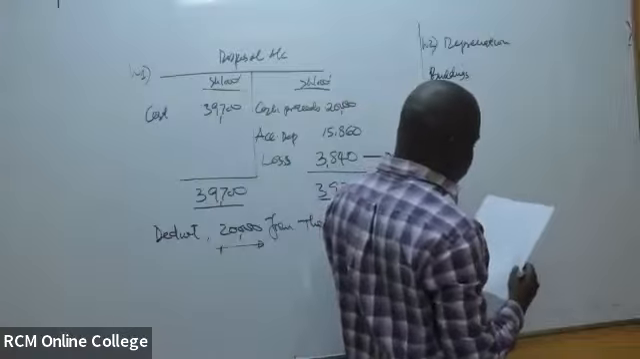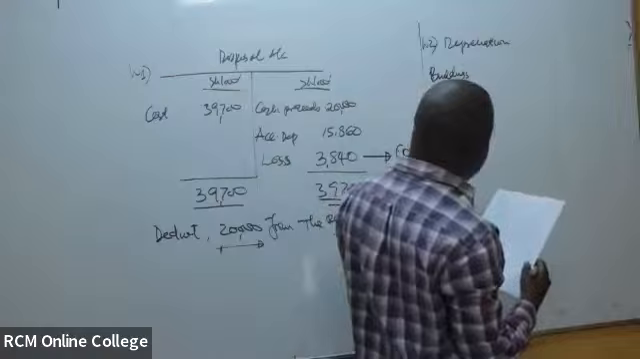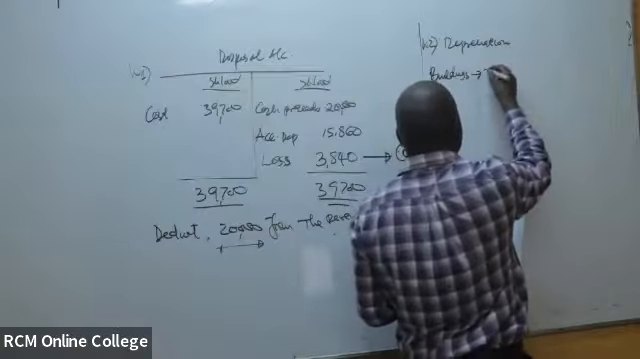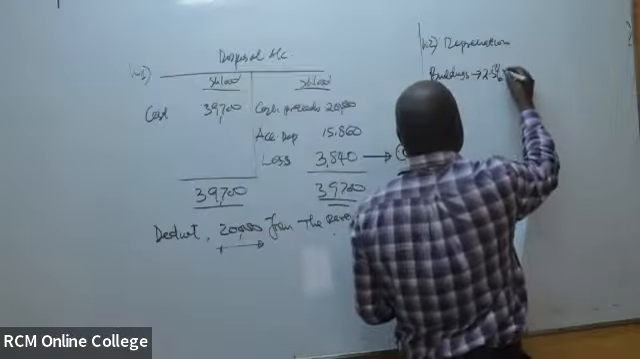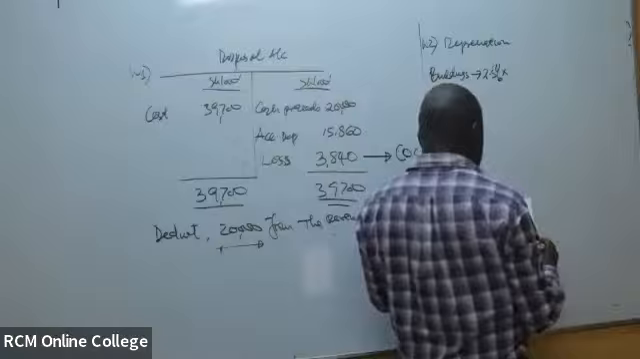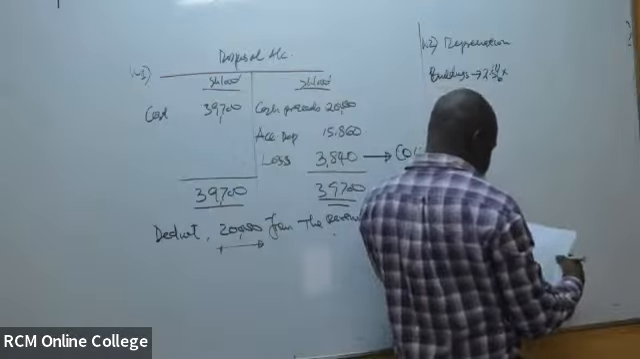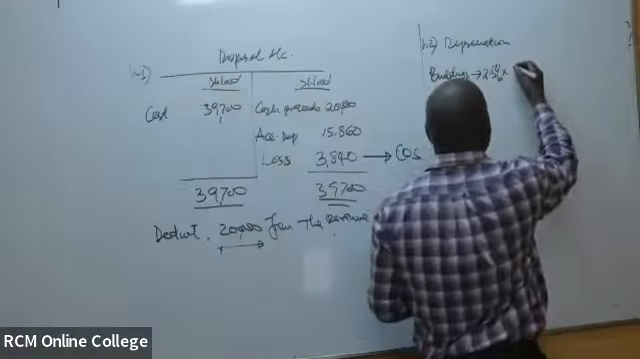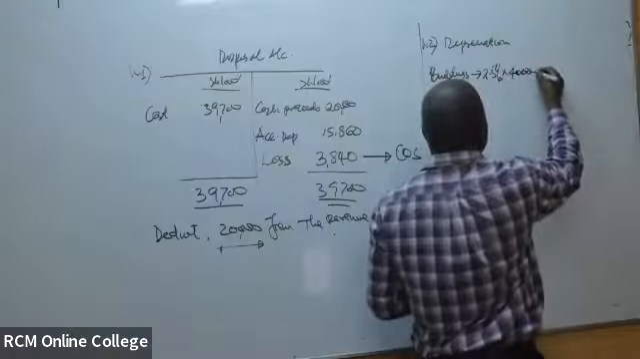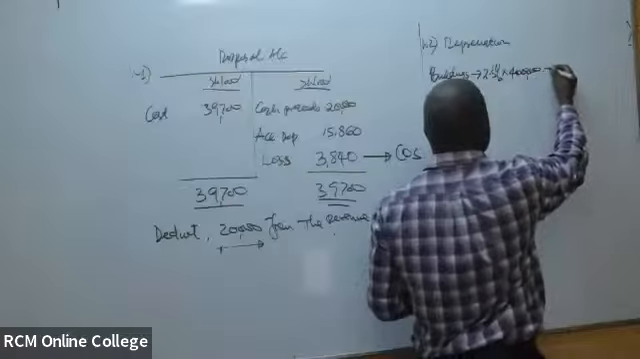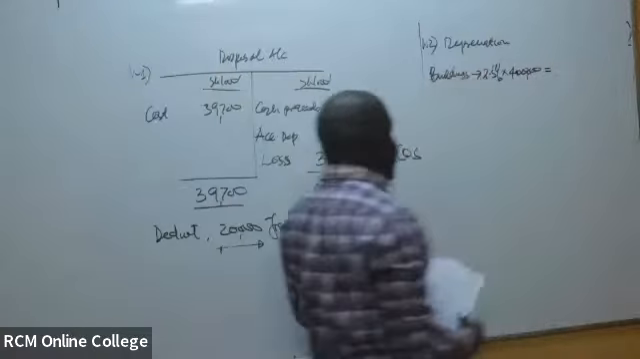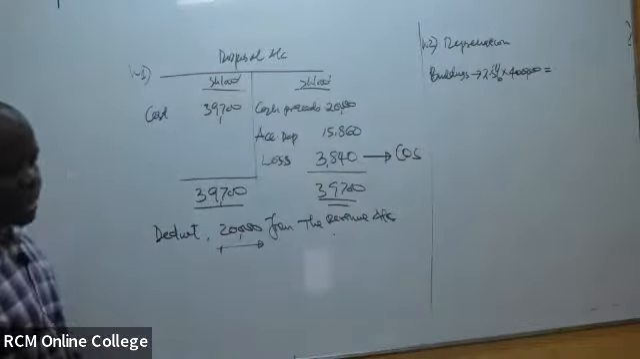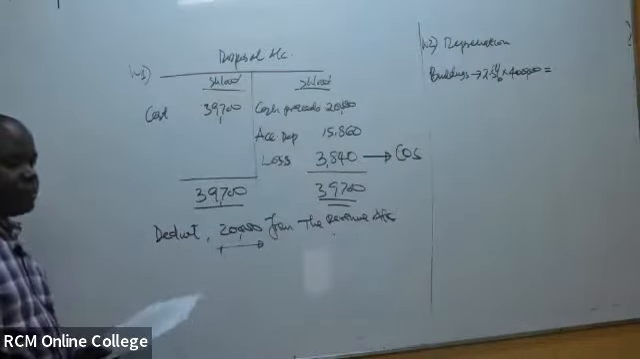So buildings, in this case, we've been told 2.5% on straight line basis. What they mean by this is you take 2.5% and multiply by the cost. So the cost of the buildings is 400 million. So you should be able to get, in this case, depreciation for the year.